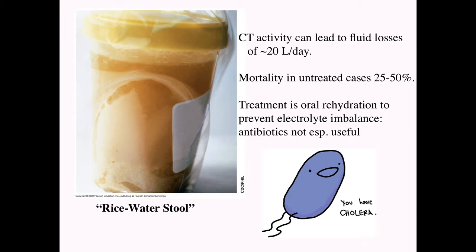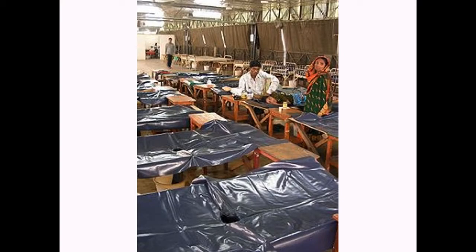Untreated, without supportive care, as much as 50% of people who are infected with this are going to die. And as I mentioned, treatment is pretty much just oral rehydration. You know, just take care of people. Don't get infected yourself. Keep their electrolyte balance up. These are the beds that they put people in during outbreaks. This is a picture from Bangladesh. You can see the little holes in the bottom of the tarps to allow the massive amounts of stool and vomitus to just pass down.